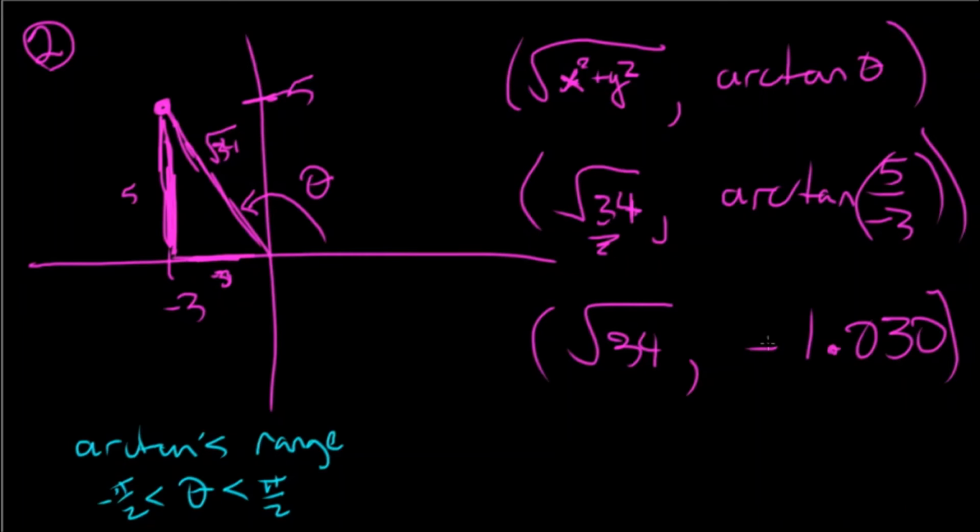How do we remedy this? There's two ways. Right now, this point here is describing the point exactly opposite of the one we care about. So how do we fix this? You can either make this negative, or you can add pi to this angle. If I add pi, I will get to the correct ray. Or if I make the square root of 34 negative, I will get to the correct point using the ray that I was given. So either of these is going to work.